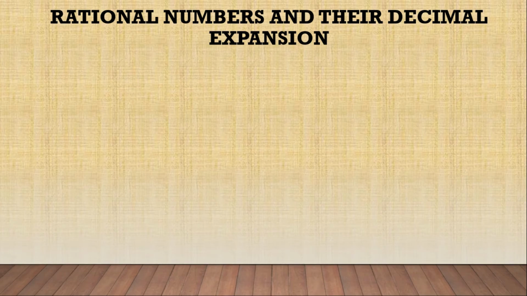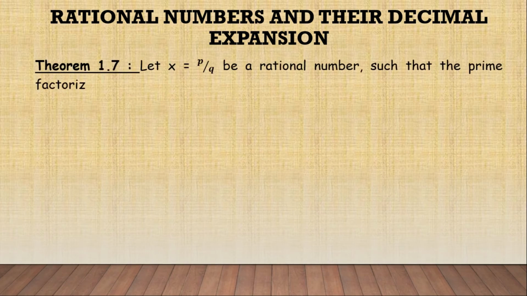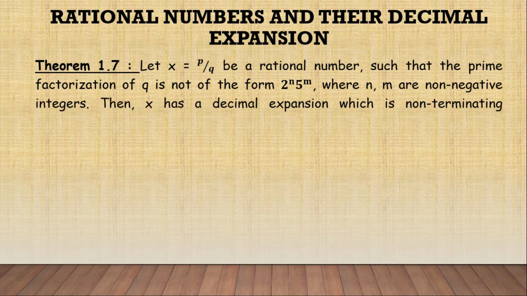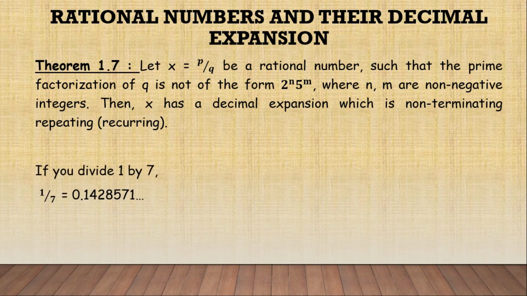Now let's see what happens if the denominator is not of the form 2 raised to the power n into 5 raised to the power m. That is theorem 1.7. Let x equals p by q be a rational number such that the prime factorization of q is not of the form 2 raised to the power n into 5 raised to the power m, where n and m are non-negative integers. Then x has a decimal expansion which is non-terminating and repeating. For example, if you divide 1 by 7, you will get 0.1428571. Here you can see that the numbers are repeating after a certain point. Therefore, 1 upon 7 has a decimal expansion which is non-terminating repeating.